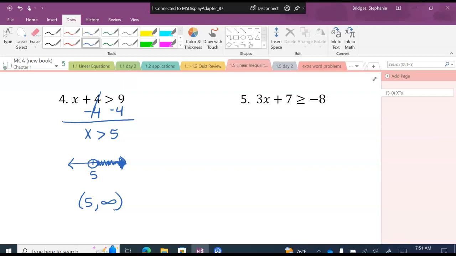Think of it as 3x plus 7 equals negative 8. You want to get that x by itself. We're solving 3x plus 7 is greater than or equal to negative 8. Make sure once you solve it, you sketch your graph, and then you write your answer in interval notation.